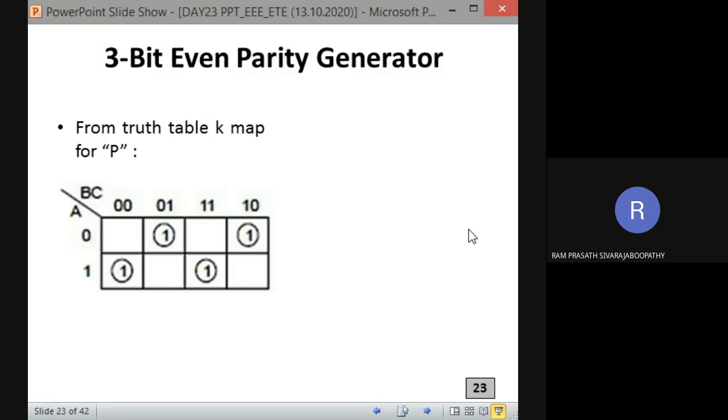For the first single group, what expression will we get? A bar, B bar, C. Correct? Okay. Similarly for the next one, A bar, B, C bar. Very good. What about the next one? A, B bar, C bar. What about the last one?